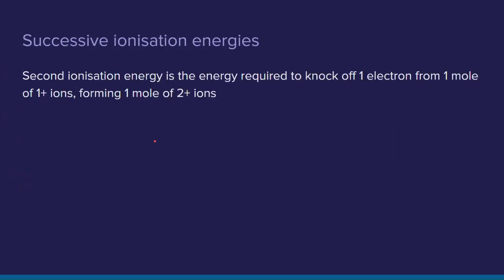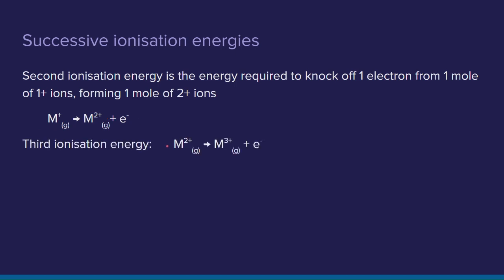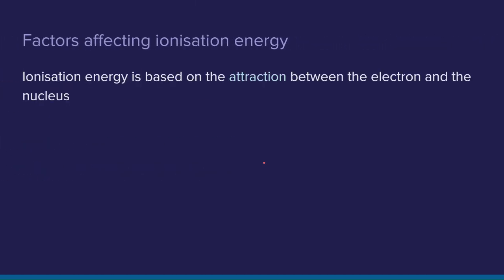And then there's successive ionization energies like second, third, fourth. Second ionization energy is the energy required to knock off 1 electron from 1 mole of 1 plus ions to form 1 mole of 2 plus ions. So M plus forms M2 plus plus e minus. And then the third ionization energy is the same, but M2 plus forms M3 plus plus e minus. And the nth ionization energy is M(n-1) plus creates M n plus plus e minus. It's very simple.